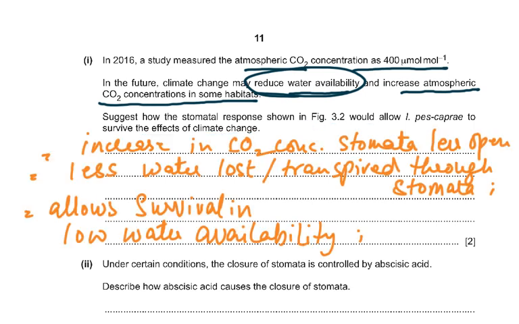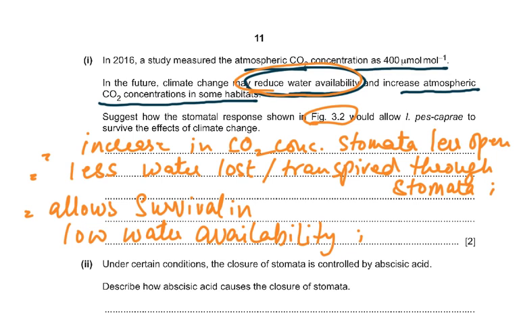So let's word it now. Increase in CO2 concentration, stomata less open. That's what we've learned from the graph. This is what figure 3.2 is telling us. So less water will be lost through the stomata. And this will allow survival in low water availability, where it says here low water availability.